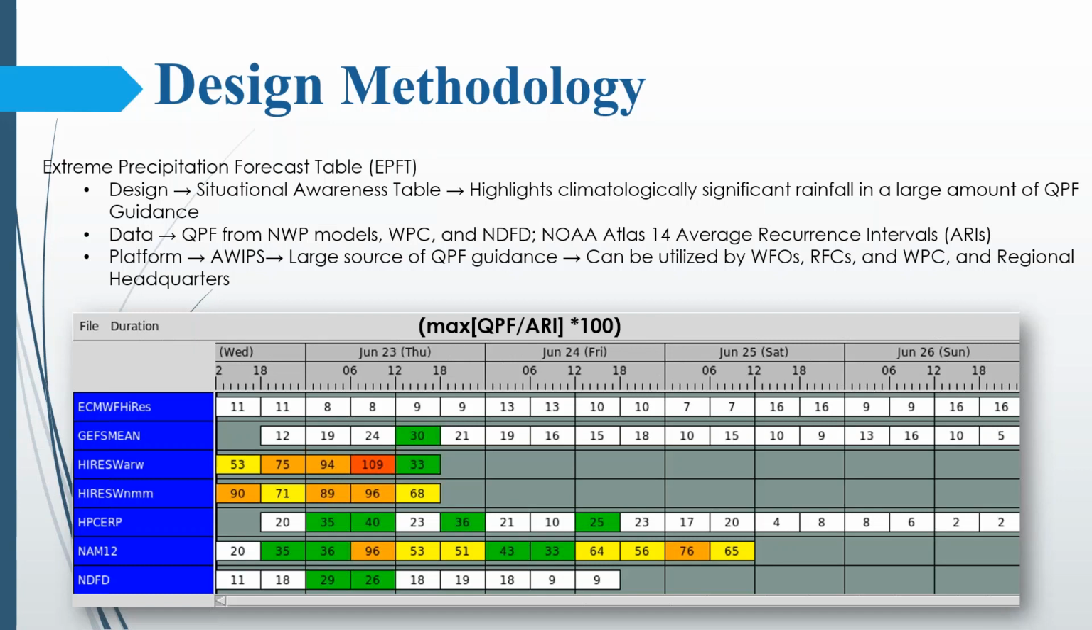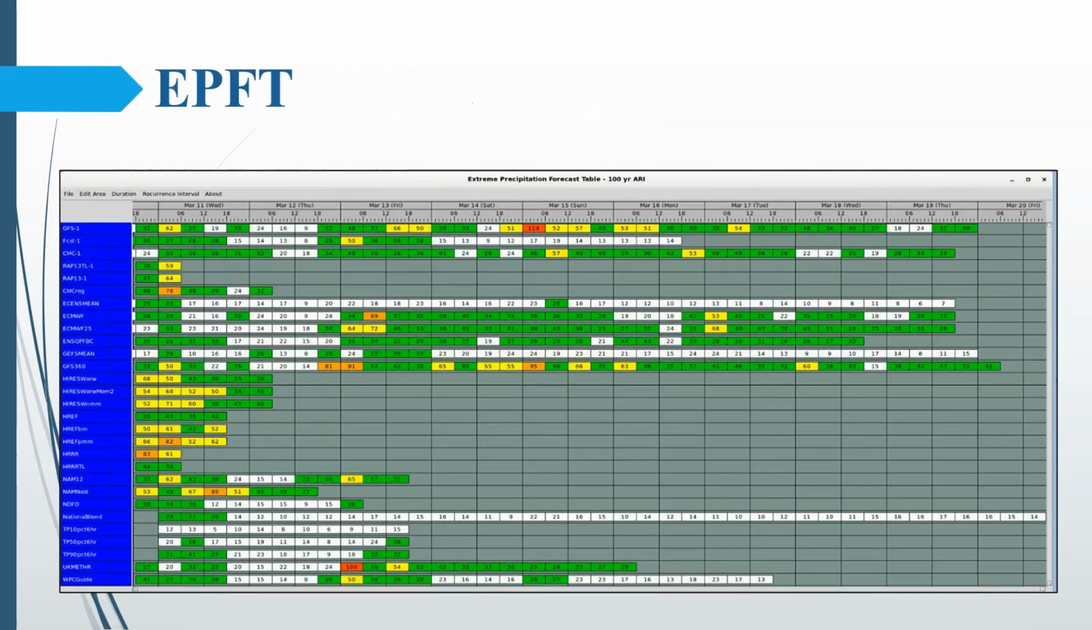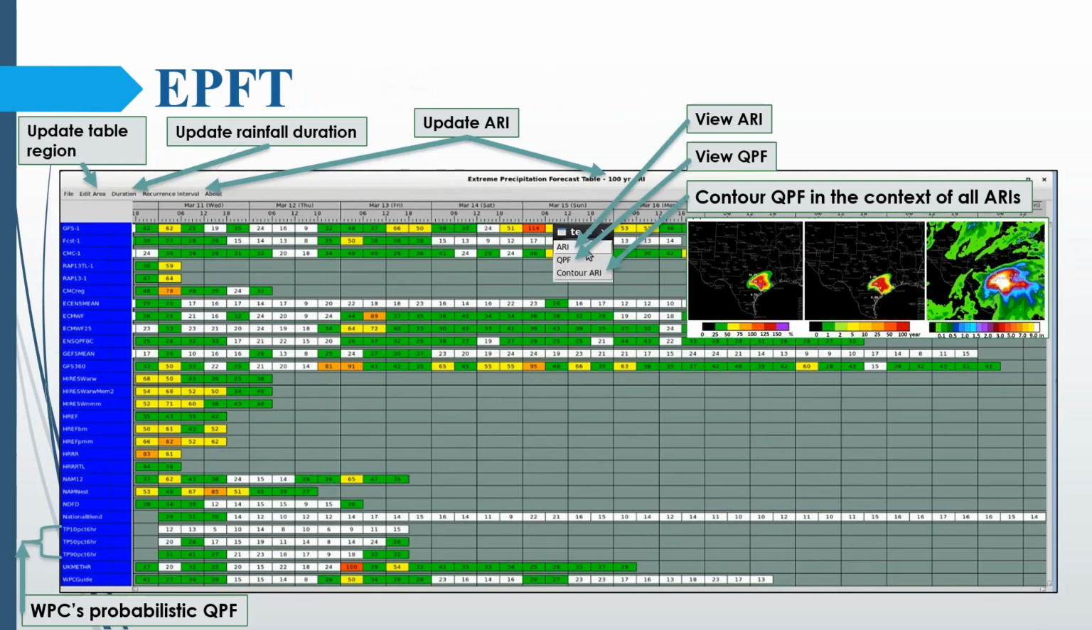And right now within the EPFT, we have a large suite of both high-res and low-res QPF guidance. We have probabilistic information in our table from WPC. So we have the 10th, 50th, and 90th percentile QPF that we added. You can look at your forecast that you have created in terms of how close you're getting to an ARI, or you can also contour it in the context of all ARIs.